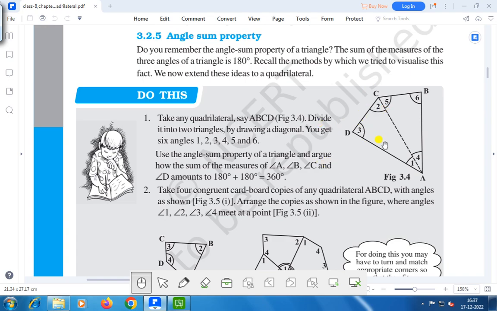We know that in a triangle, the sum of the measures of the angles is 180 degrees. Therefore, here in this case also, you see, there are two triangles. For this triangle the sum is 180 degrees, and for this triangle the sum is 180 degrees, and for the whole quadrilateral it will be 180 degrees plus 180 degrees, that is, the sum is 360 degrees. That means the sum of the angles of a quadrilateral is always 360 degrees.